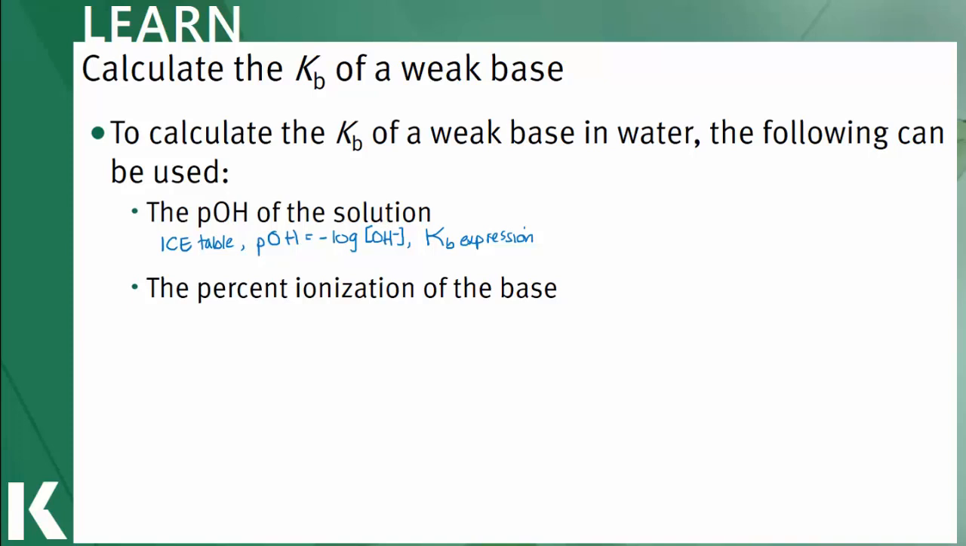Alternatively, given the percent ionization and the initial concentration of base, we can set up an ice table, then calculate the concentration of the products of dissociation using the percent ionization, and then plug those values into the Kb expression and solve. Let's take a look at an example of both methods.